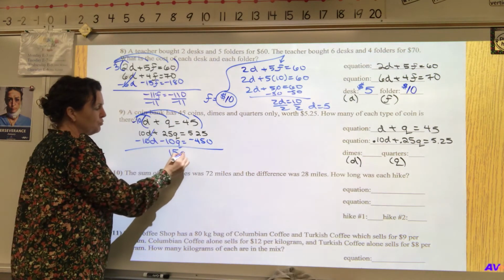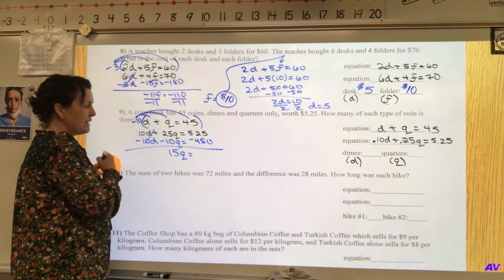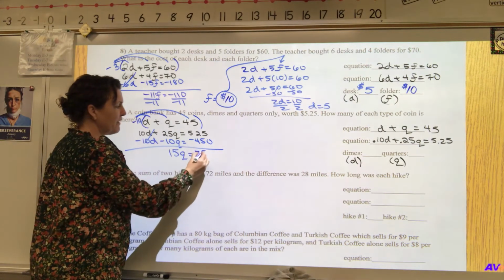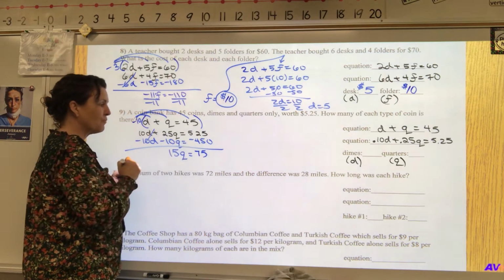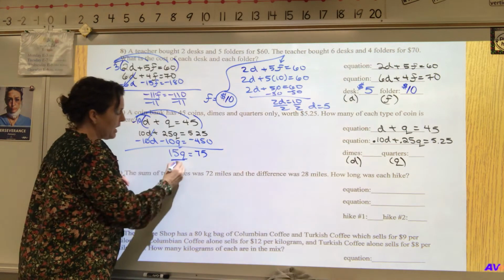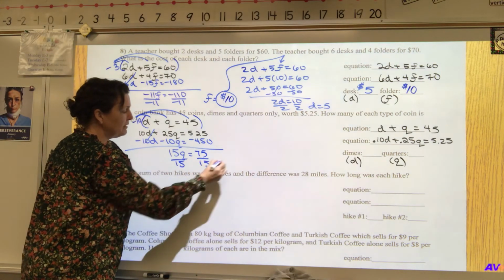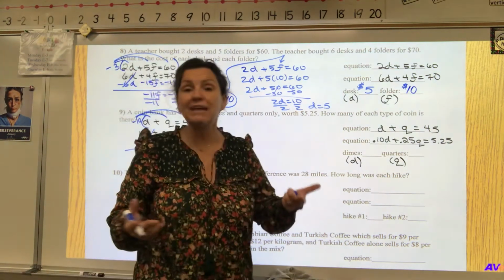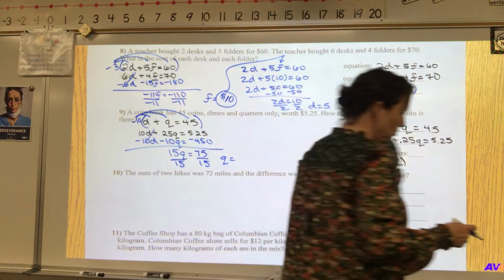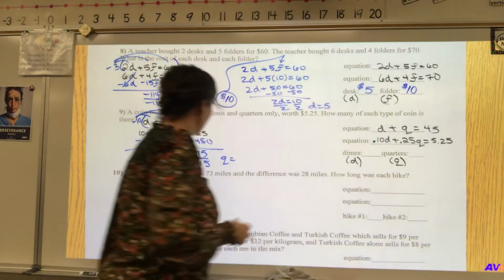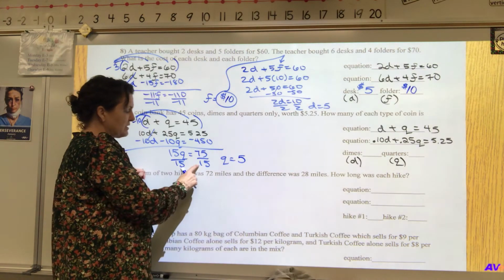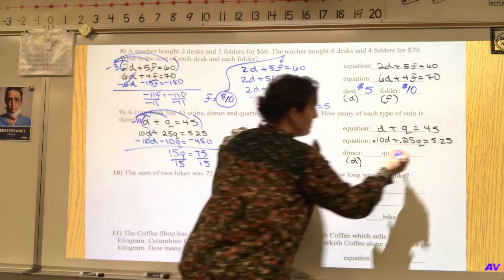I got 15Q because 25 take away 10 is 15. And then here I have 75 because 525 minus 450 is 75. I'm going to divide both sides by 15, and you can use a calculator here, you can use a multiplication chart, whatever you feel you need to do. Quarters are going to be 5. So there's going to be 5 quarters because 15 times 5 is 75.